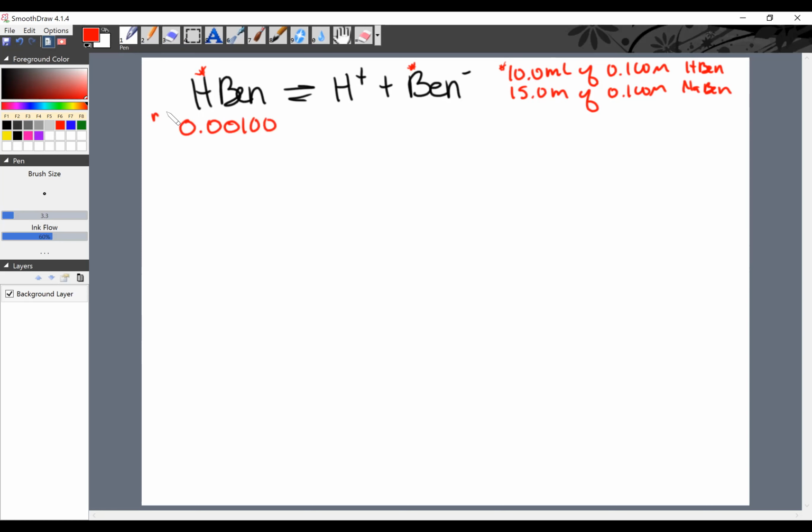0.00100 moles and 0.00150 moles. Okay, so that's my original buffer. So I now have 25 mils of my buffer. I have 25 mils of it. Well, how many moles are floating around in there? 0.001 moles of the HBenz and 0.0015 of the Benz minus.